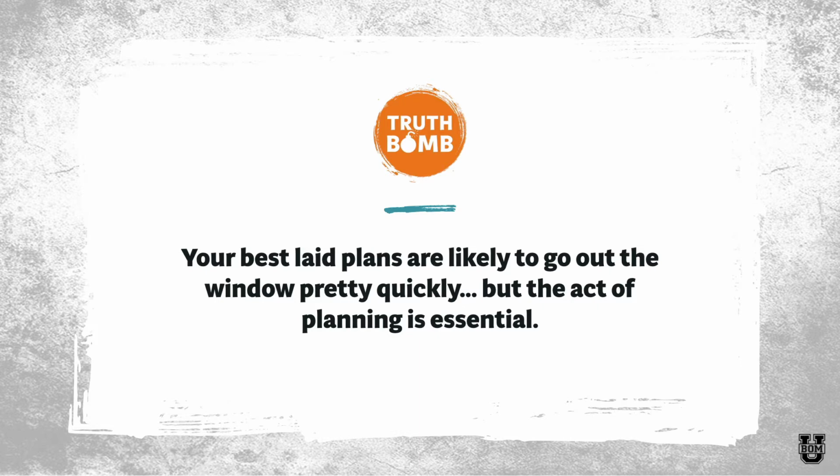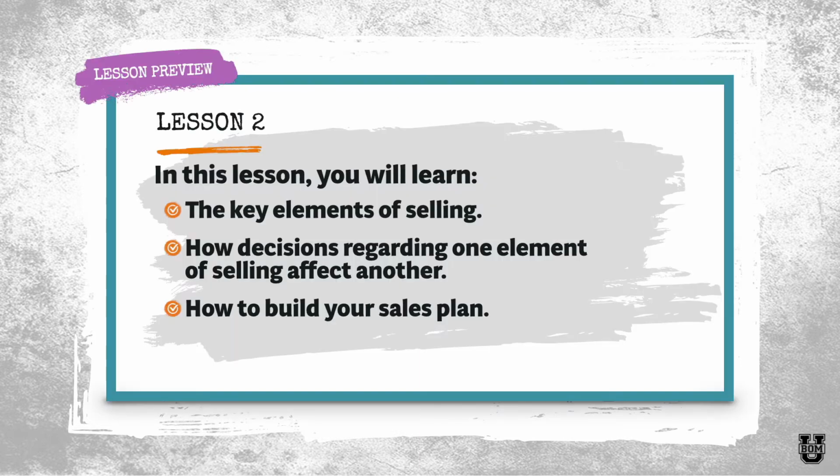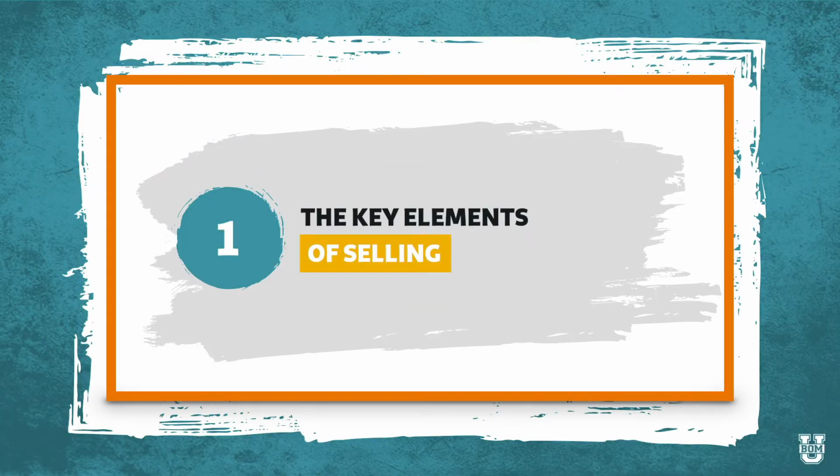But you actually have to have that plan and do the planning process because otherwise you're not being intentional. And you need to be intentional about conversion if you're going to do it the right way. So that's the truth bomb we're starting with. But now let's talk about what you're going to learn. You're going to learn the key elements of selling and how decisions regarding one element of selling affect the others, and then how to build out a sales plan and how to create it. So those are the things we're going to be talking about. And let's start with the key elements of selling.